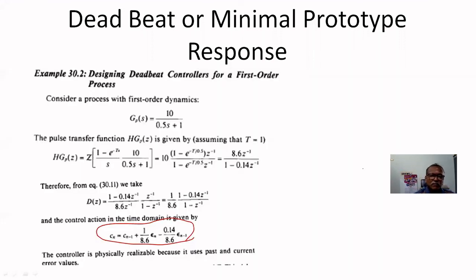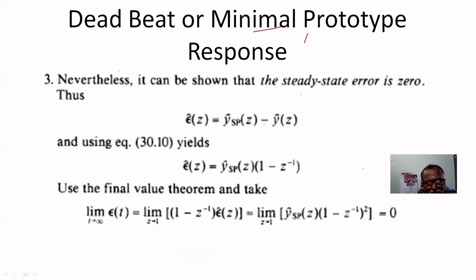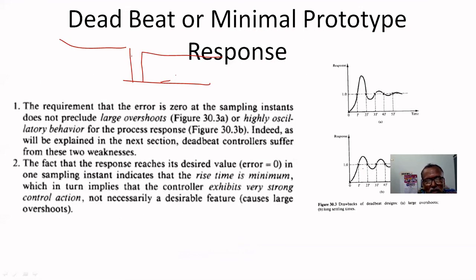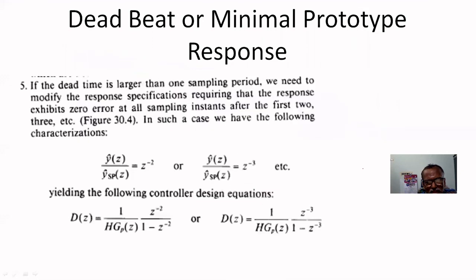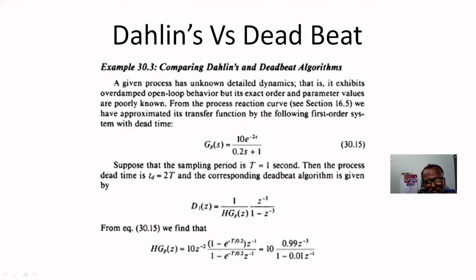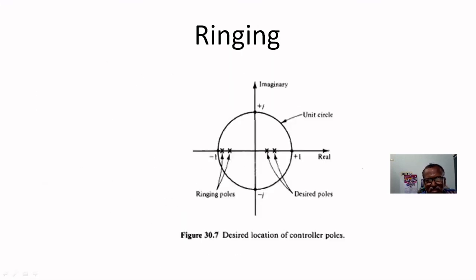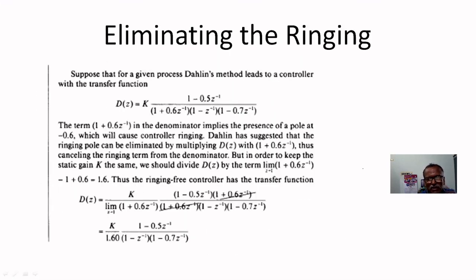Let us stop here. Tomorrow we'll once again see the deadbeat algorithm, the theory aspects of it. Then we'll see Dahlin's method. Then we'll compare Dahlin's method and deadbeat. Then what is ringing in controllers? We will see the ringing effect in controllers. Then we'll see how to eliminate the ringing effect.